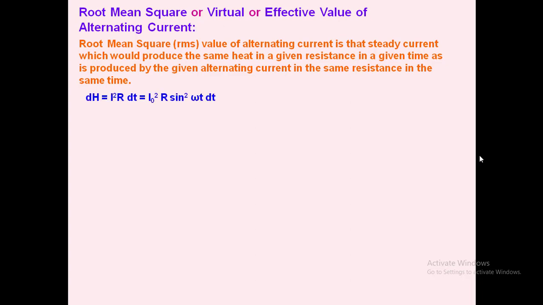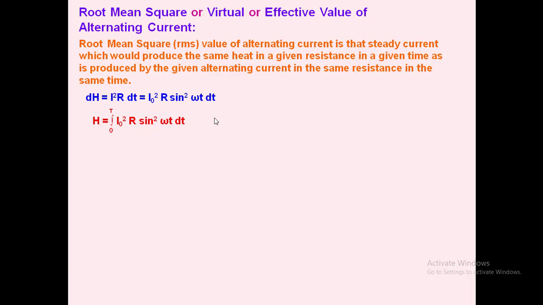So what is the formula for heat produced actually? H equal to I square RT or VIT. Here we are going to take the small amount of heat produced in the resistor as dH equal to I square R dt. That means in a time interval of dt seconds, dH is the amount of heat produced. But what is I? It is equal to I naught sine omega t. So if you substitute the value and square, you have the expression I naught square R sine square omega t dt.